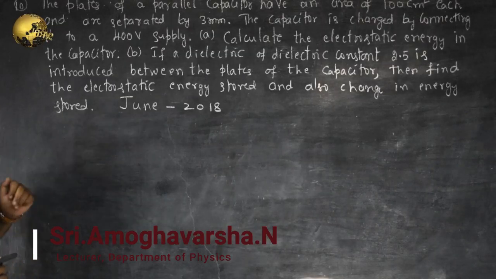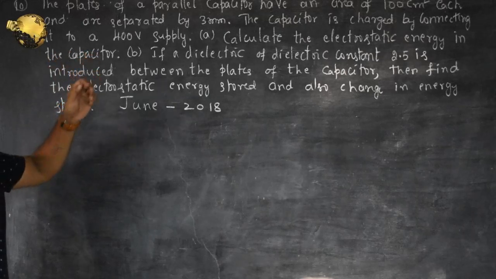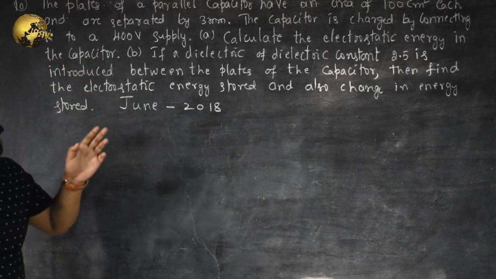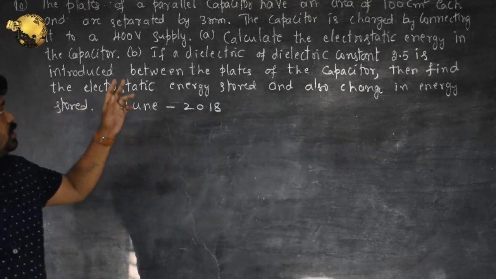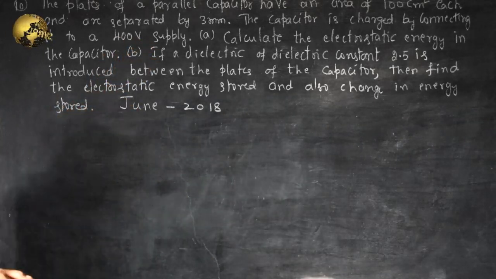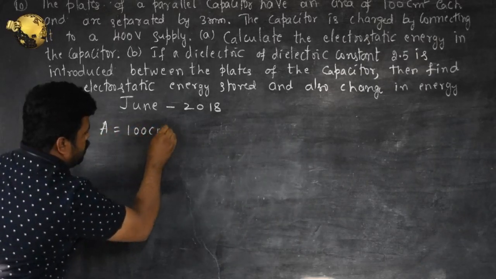We have question number 10 from the first two units. It says the plates of a parallel plate capacitor have an area of 100 centimeter square each. So this parallel plate area A is equal to 100 centimeter square.